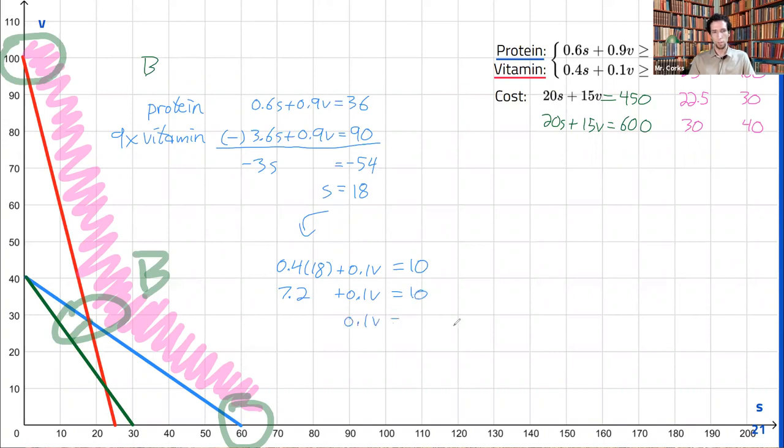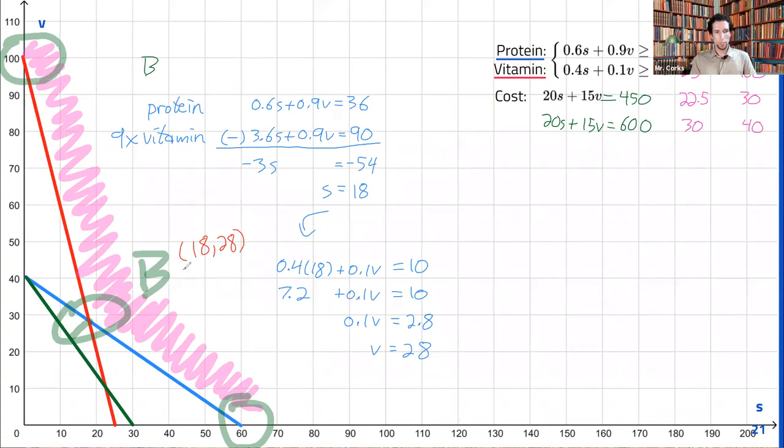0.1 V is equal to 2.8. So V is equal to 28. 28. So point B looks like it is 28, 18. Is that the opposite, Professor? Did I? Sorry. Wow. I must be tired. Let's try that again. 18 and 28. There we go.